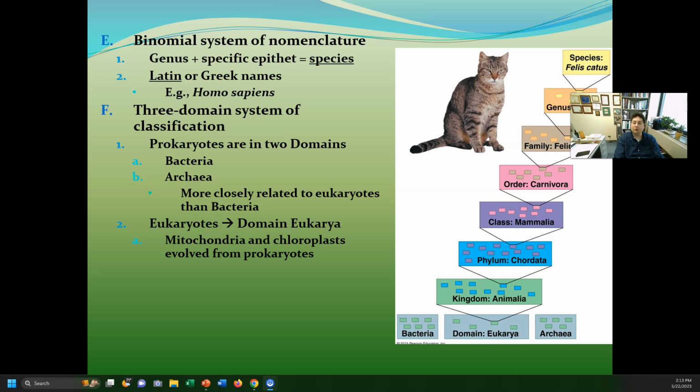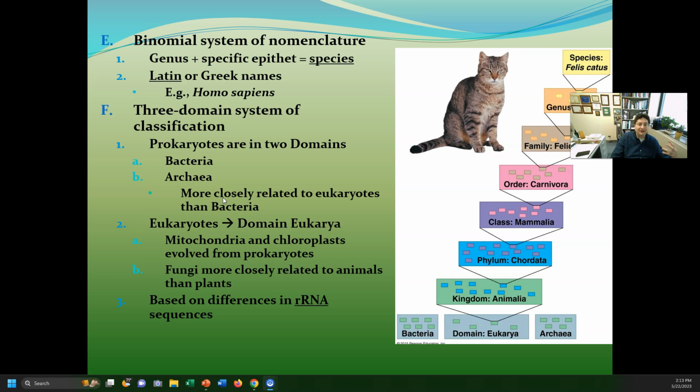It was a small prokaryote living inside a larger prokaryote, and that small one eventually lost the ability to live on its own and became a part of the bigger one. Fungi, interestingly, are more closely related to animals than plants.